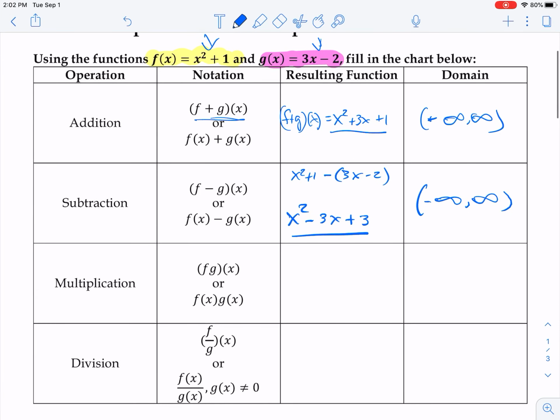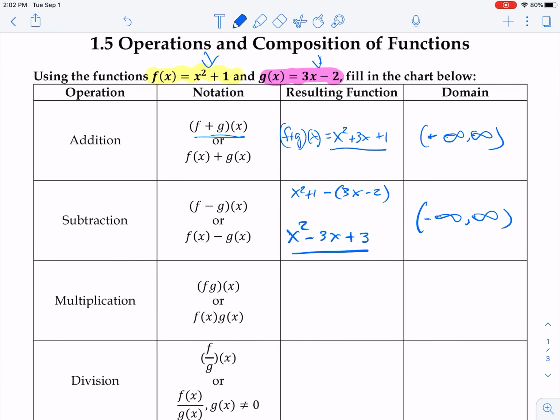Okay? f times g, you're going to multiply them. So you've got to FOIL, you've got x squared plus 1 times 3x minus 2. If I FOIL, I get 3x cubed minus 2x squared plus 3x minus 2. That, again, is all reals.